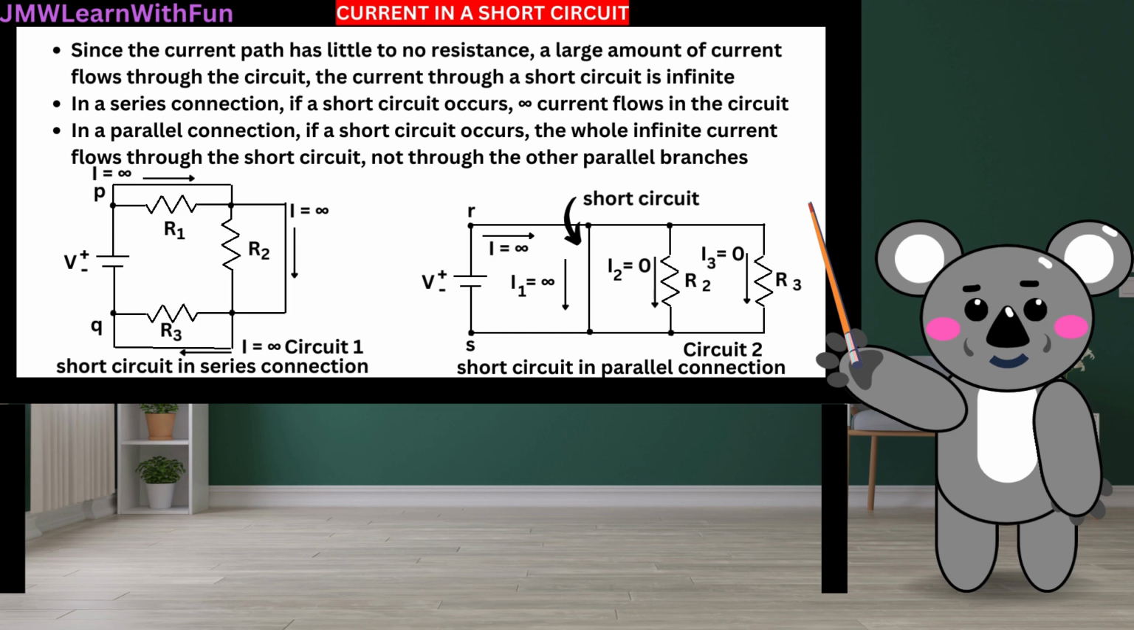Circuit 2 has a battery of V volts connected between points R and S. 2 resistors, R2 and R3 are connected in parallel and a short circuit is in parallel to these 2 resistors. The current I2 through R2 and I3 through R3 is 0, and that through the short circuit, I1 is infinite. As the current always flows through the least resistance path, the total current I is infinite.